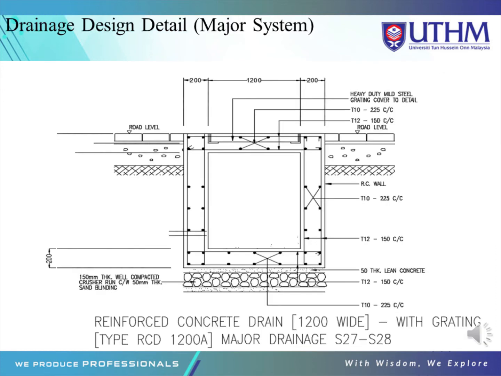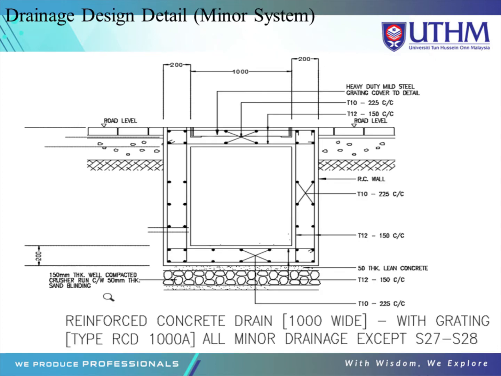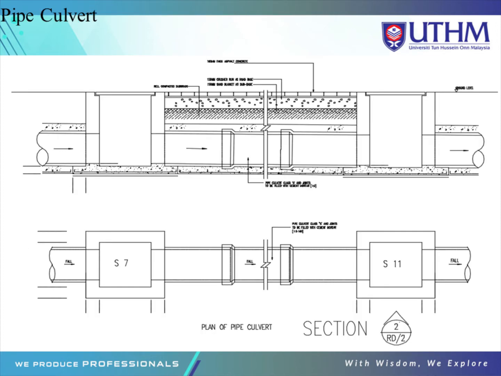This figure shows the layout of the major system with an internal width of 1.2 meter, while the major system will only connect Sump 27 to Sump 28. This figure shows the layout of the minor system of the drainage. The minor system will have an internal width of 1 meter, and the system connects Sump 1 to Sump 27. This figure shows the cross-section of the pipe culvert for Sump 7 to Sump 11, while the diameter of the pipe culvert is 450 mm.